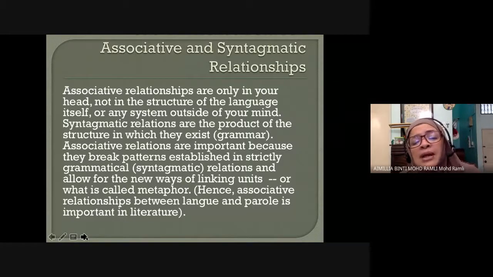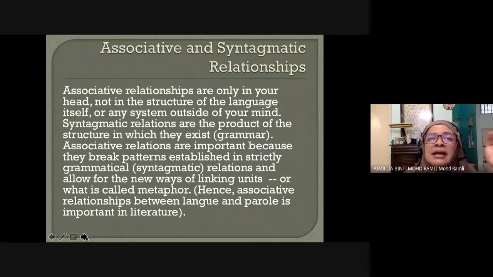Hence, associative relationship is important in literature. For example, in literature we have symbols. There are many symbols. Rose, for example. A character can say, "I love to see a rose. I love roses surrounding me." Now, for the one who understands language through syntagmatic relationship, this sentence is very literal. You will take it to mean that you love roses and that's it. But for someone who understands associative relationship, that person will say the rose is actually a woman. It's not actually a rose, it's a woman. So this person loves a woman, because his mind allows him to link rose with a woman.